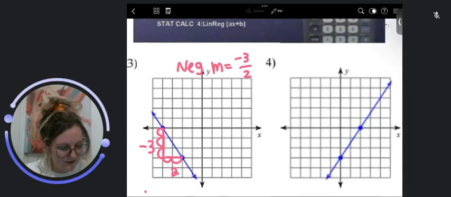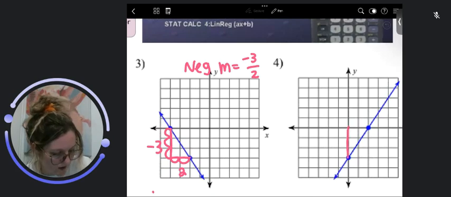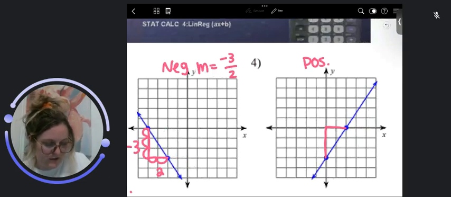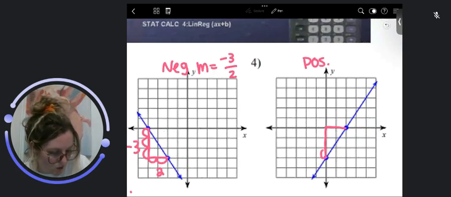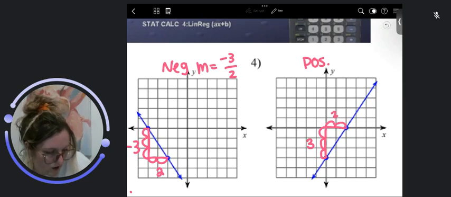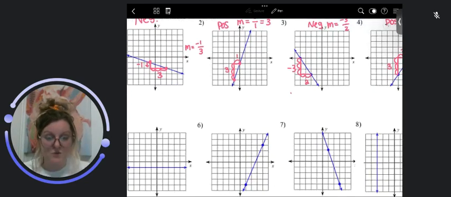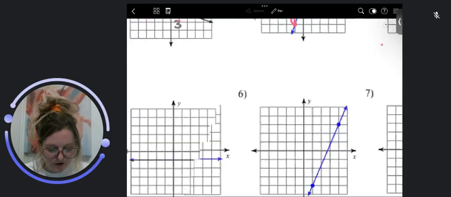Okay, really quickly, here's our last one of this type. It's a positive slope, so I'm going to put positive on top. I'm counting my boxes. 1, 2, 3 up, 1, 2 over. My slope is 3 over 2. Fair enough.